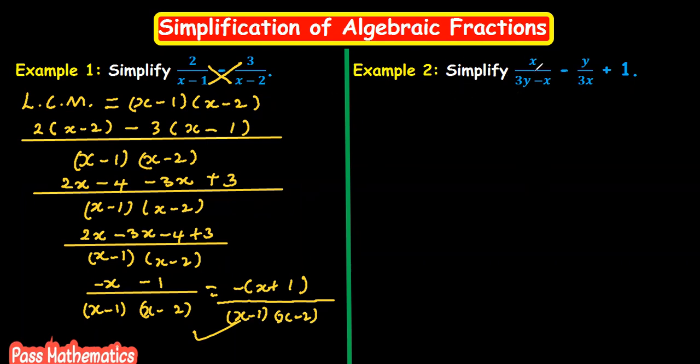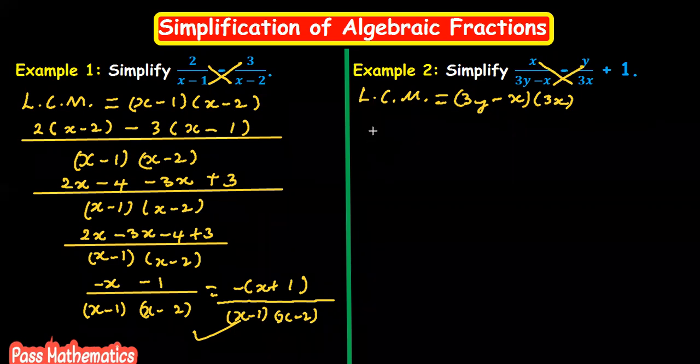Simplify x over 3y minus x, minus y over 3x, plus 1. So the same method will be used. The first thing to do is to look at these denominators, and then we are going to use them as our LCM. So this is going to be 3y minus x in bracket times this 3x. They are the denominators. And then the next step is to multiply this by this, and this will also multiply this. So let's draw our division sign again.